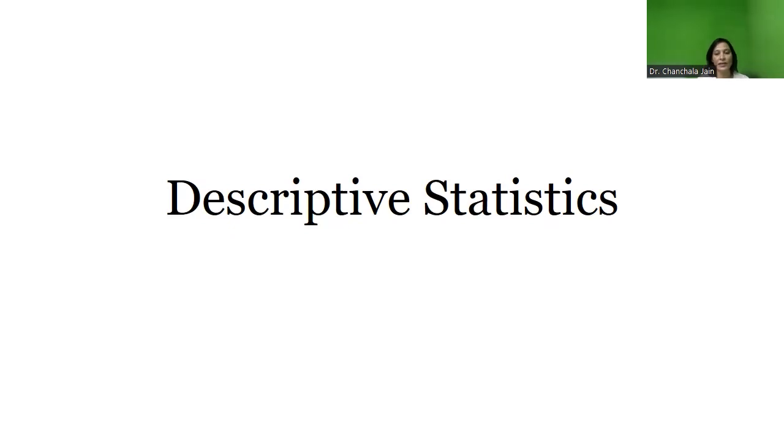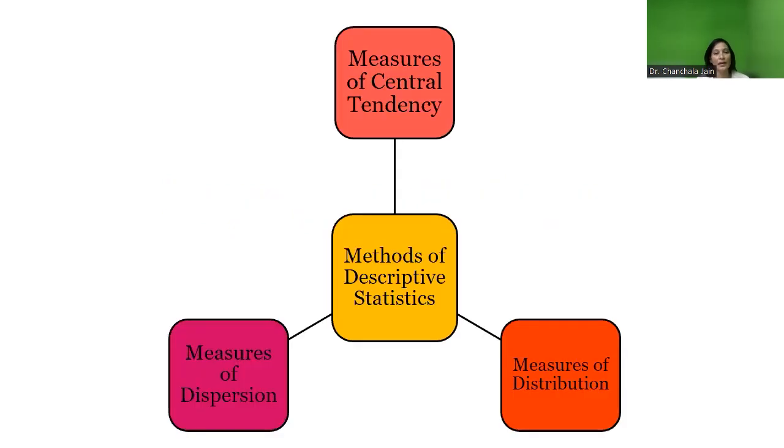And for summarization of the data, there are various methods available under the descriptive statistics. And these are measures of central tendency, measures of dispersion, and measures of distribution. So measures of central tendency will give us the center point of the data. And using the measures like mean, median, and mode, we can get that central point. Then measures of dispersion will give us the scatteredness of the data. That is, using the mean, we can see how much is the dispersion in the data from the mean.